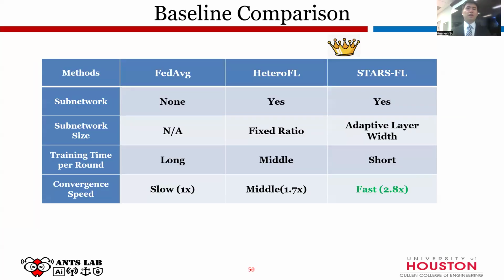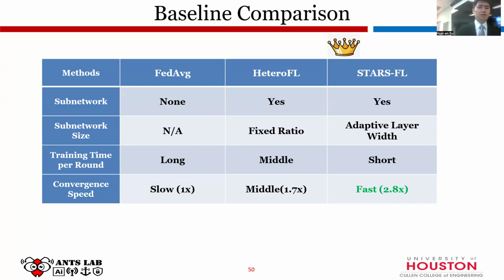For our comparison, we take a look at Federated Average, HeteroFL, and StarsFL, where we can see here that StarsFL is adaptive and width-aware, in comparison to HeteroFL of the fixed ratio. And in that sense, our training time is actually shorter, and we also have a much higher convergence speed.